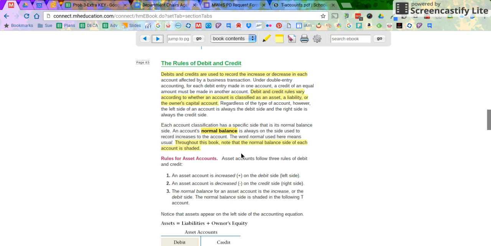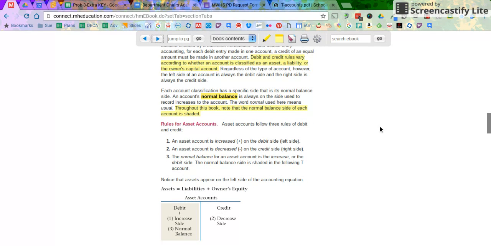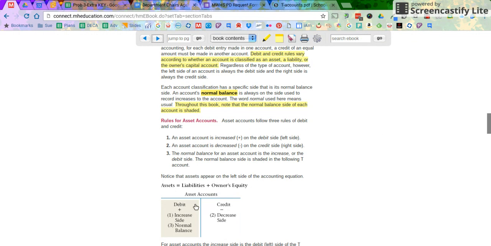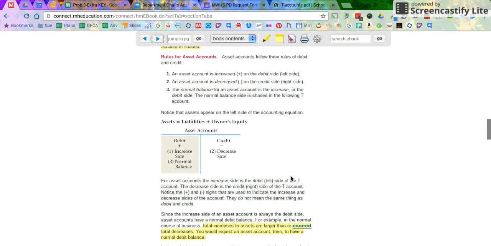Another term that we're going to talk about is something called a normal balance. The normal balance is wherever the increase side is on an account. And we're going to do those rules here in a second. So just important to know whatever side is the increase side is also the normal or kind of usual balance side. Kind of cool thing that this book does, I like this, is that it always shades the normal balance side. So let's talk about rules real quick, and then we'll look at a problem.